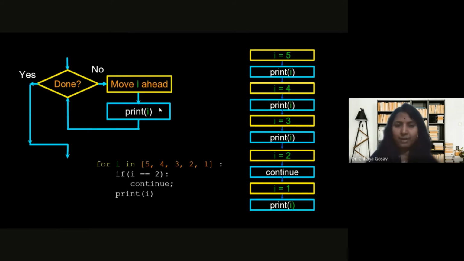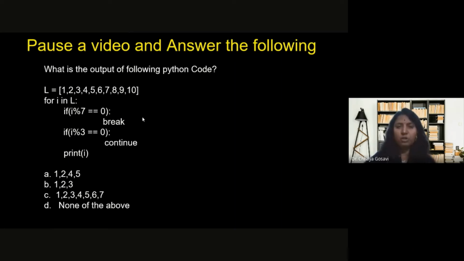So here I want you to pause this video and answer this query. What is the output of the following Python code? Here a list is given: 1, 2, 3, 5, 3, 4, 5, 6, 7, 8, 9, 10. For loop for I in this list L. If I mod 7 equal to 0, break. If I mod 3 equal to 0, continue. Print I. What will be the output? A, B, C or D?